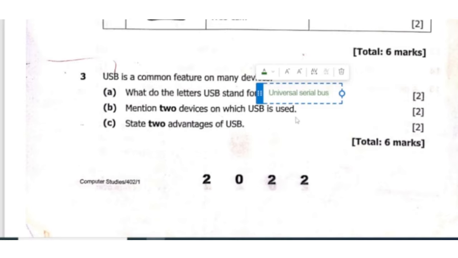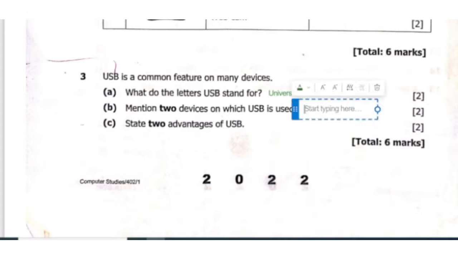Okay, we come to the next question. Mention 2 devices on which USB is used. This should be 3 marks. Where we see USB ports, which devices have those USB ports?